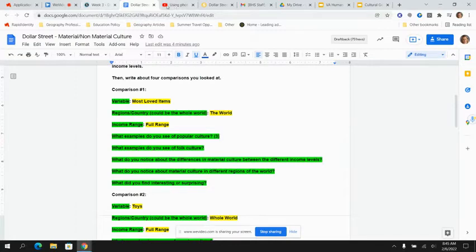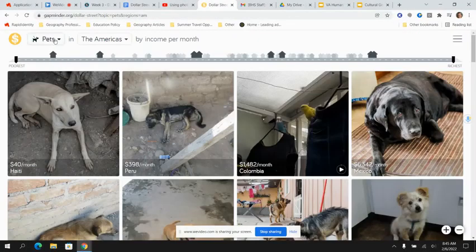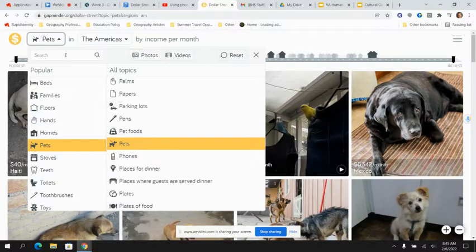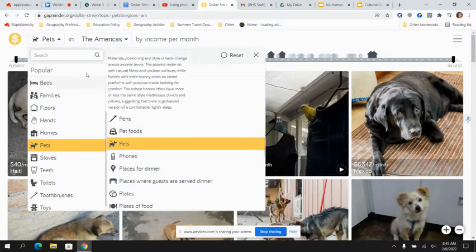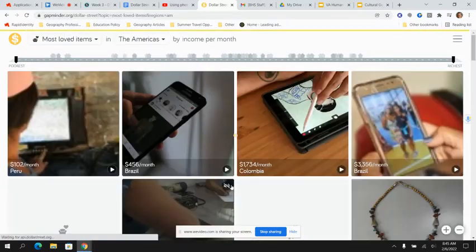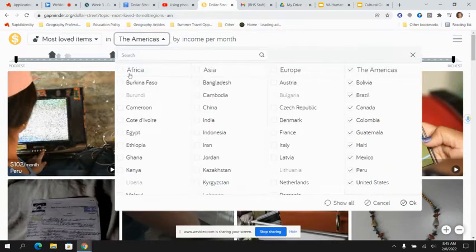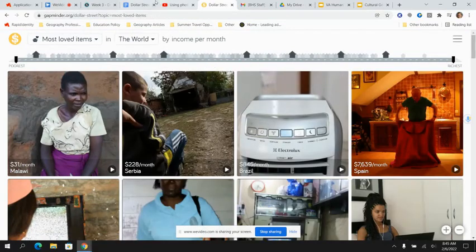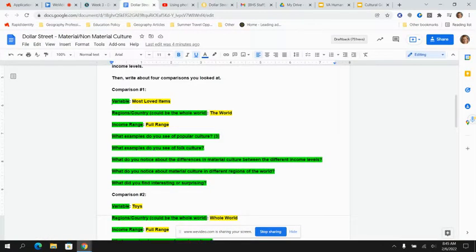And so you're going to have to change it to most loved items. And if you can't find it right away, you're going to just type in most loved items. It should pop up. And we're going to take a look at everywhere in the world. So we're going to get rid of Americas. Okay, so we're everywhere in the world, and we're looking at the most loved items in the world.